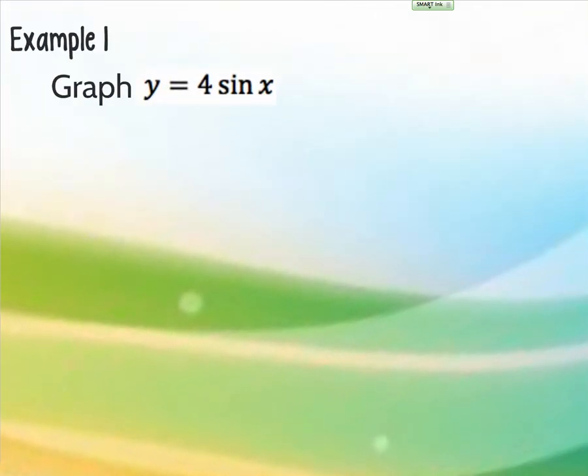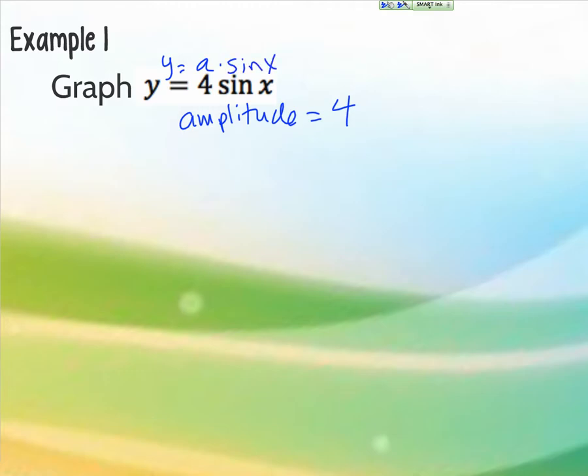So we have to graph y equals 4 times sine of x. That means that our amplitude is going to be 4 because I have 4 in front of my function. So that's going to stretch my maximum and minimum as well. My maximum was at 1. Now my maximum is at 4, and my minimum will be at -4. The period will still be 2 pi. The principal axis will still be at 0.